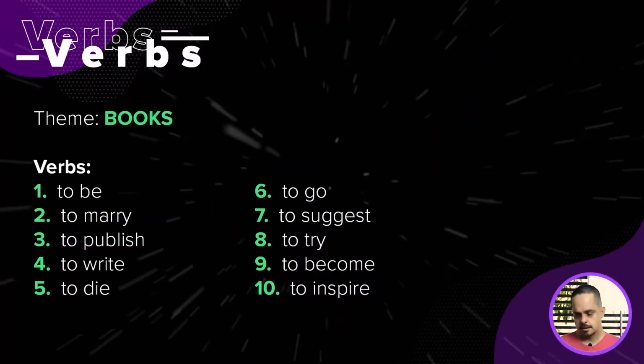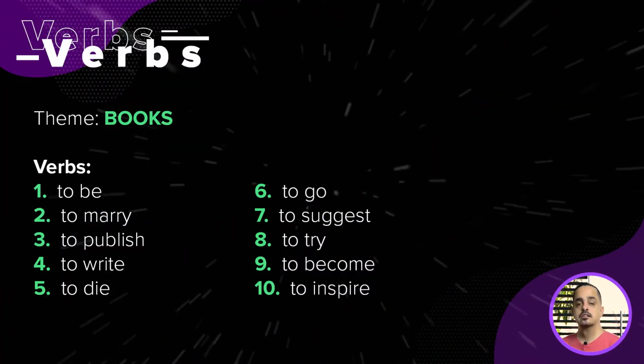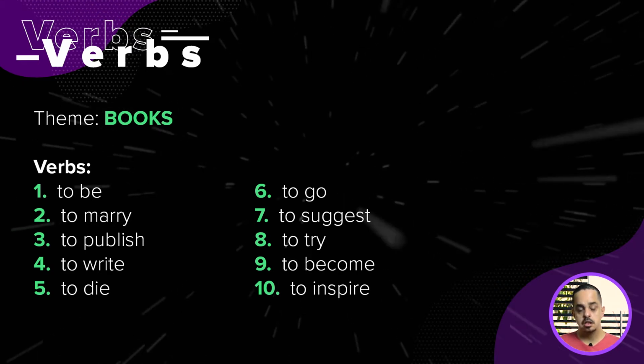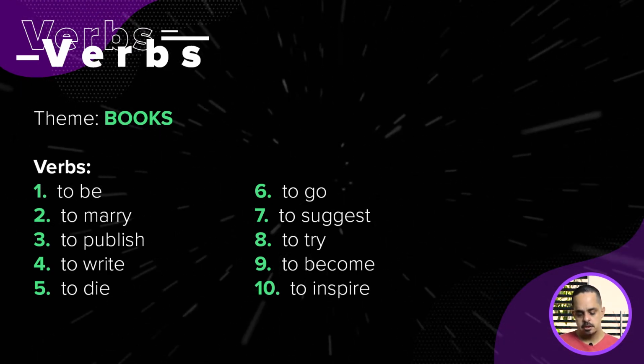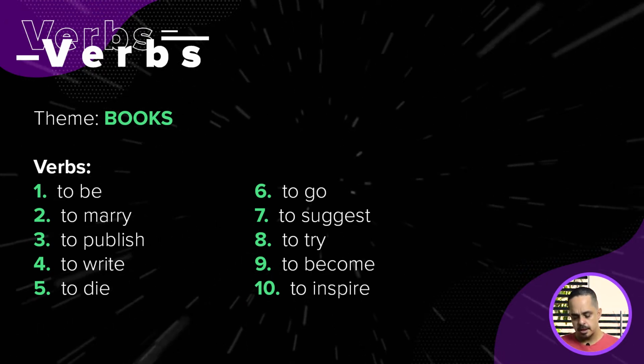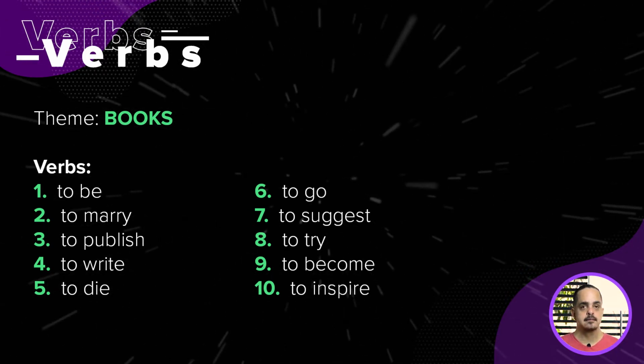Because here we tend to think about the monster when we talk about Frankenstein. But the monster is named the Monster of Frankenstein, or the Frankenstein monster. Okay? Frankenstein is the doctor. So let's see some verbs from the text. We have the verbs to be, to marry, to publish, to write, to die, to go, to suggest, to try, to become, and to inspire.